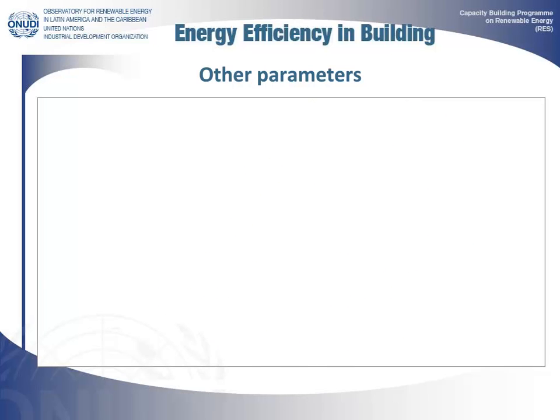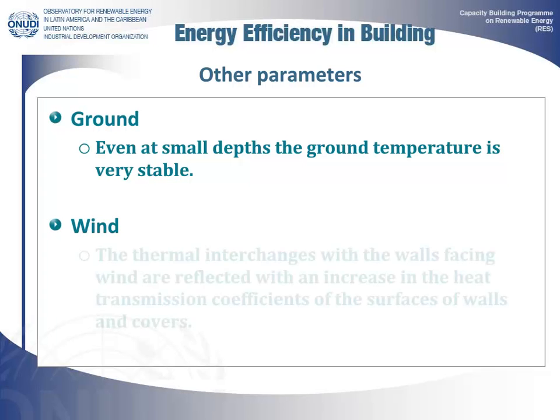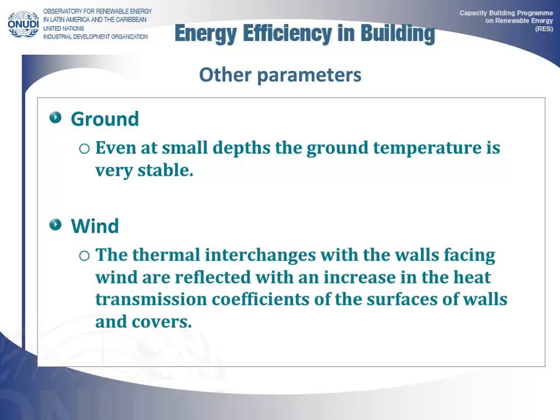Other parameters that can be used are, first, the ground, thanks to its very stable temperature throughout the year. This can be seen in the figure. The ground can be used as a heat source or a heat sink. Second, the wind, which facilitates heat exchange.